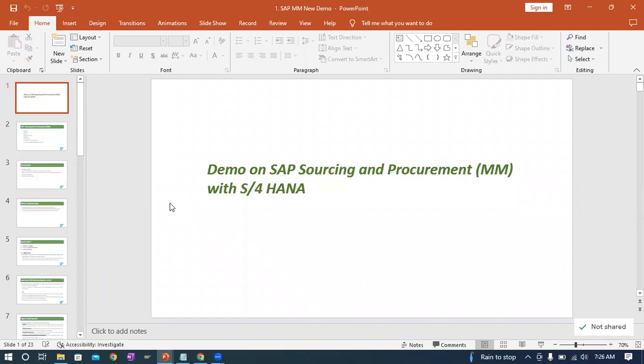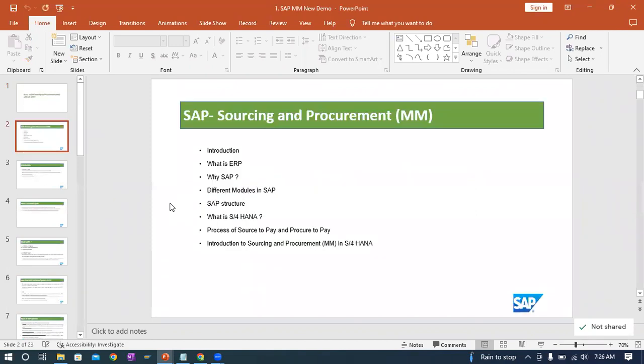Welcome to the demo for SAP MM. Today I am going to give a demo about SAP MM. What is SAP? How SAP? What are the different models in SAP? What are the different versions of SAP? What is MM? How will the MM process flow start and end?